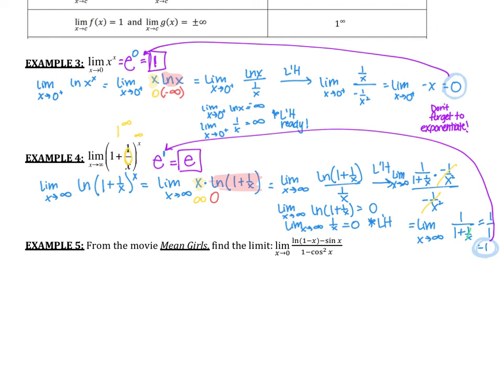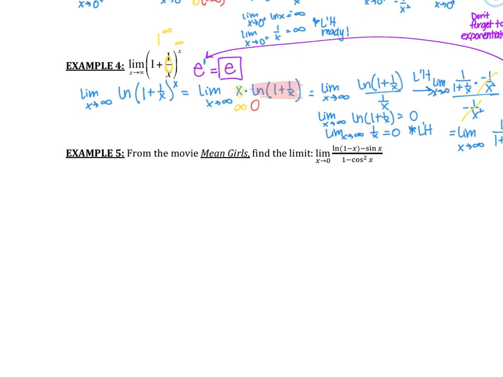So what I want you to do now is try a fun one. How many of you have seen the movie Mean Girls? Well, if you haven't, you'll remember in Mean Girls, Lindsay Lohan, whose character's name is Katie, ends up going to a math competition. And in this intense moment, she gets this limit problem, and she is able to answer it. So hit pause and see if you can answer this limit problem: the limit as x goes to 0 of the natural log of 1 minus x minus sine of x, all over 1 minus cosine squared x. So hit pause and come back and try it.